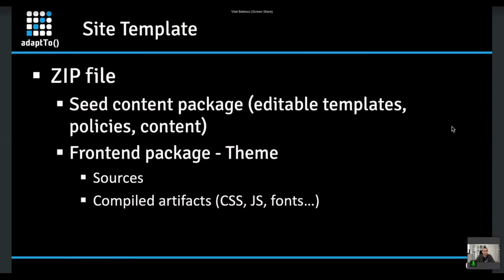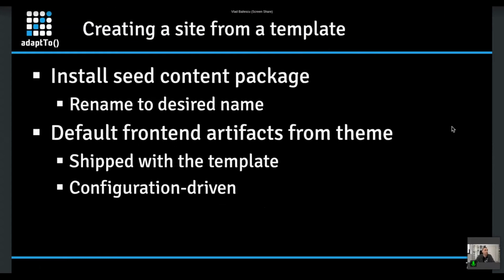What's a site template, you'll ask? It's just a zip file. It will contain some seed content package with some editable templates, some policies, some sample content maybe. And then it will contain some front-end package as well, a theme, we call it. And that will come in a package with sources, but also as compiled artifacts, CSS, JavaScript, fonts, images, and so on, right?